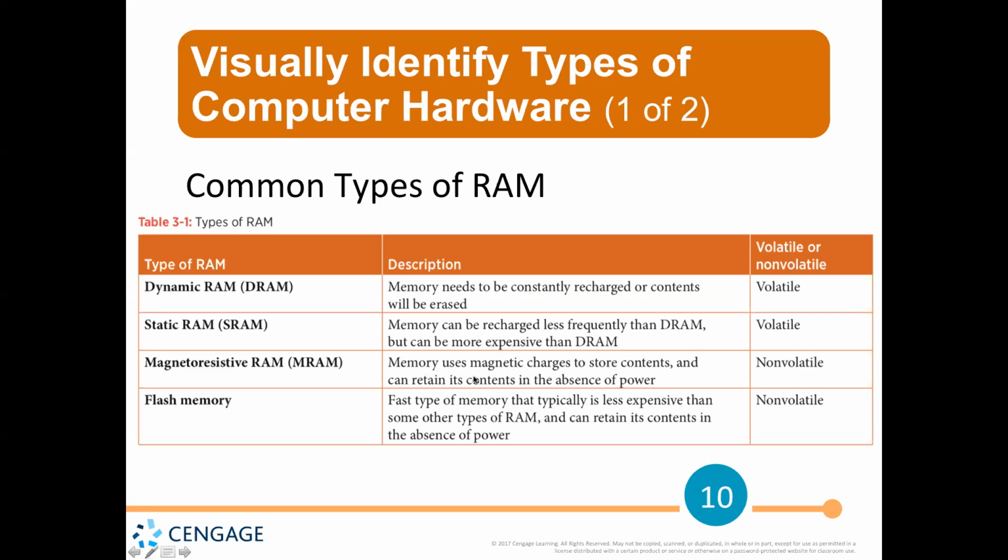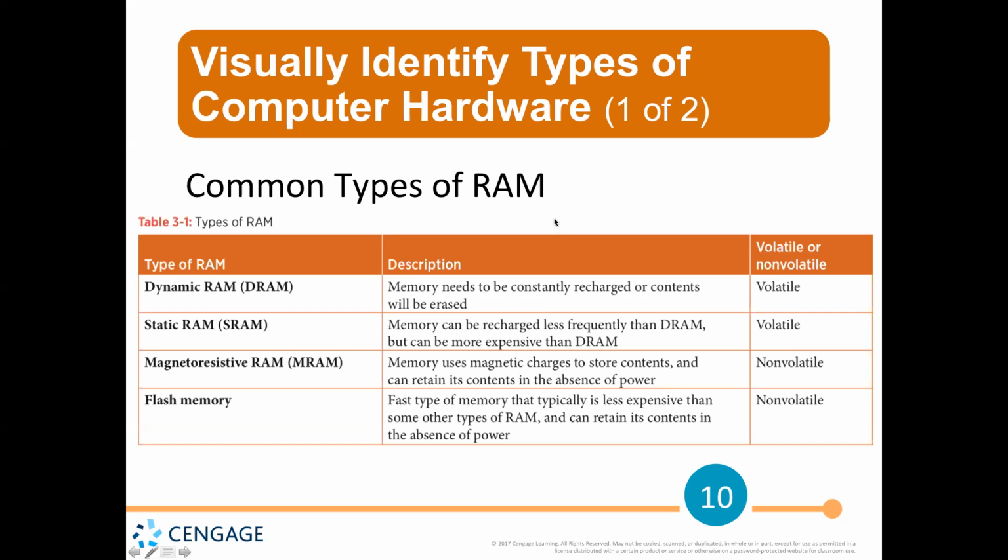Then here's another one that uses magnetic charges. Again, once the energy is removed, the magnetic flips, and you're back to where it was when it started. And then this flash memory here is, again, less expensive, and it retains its contents in the absence of power.